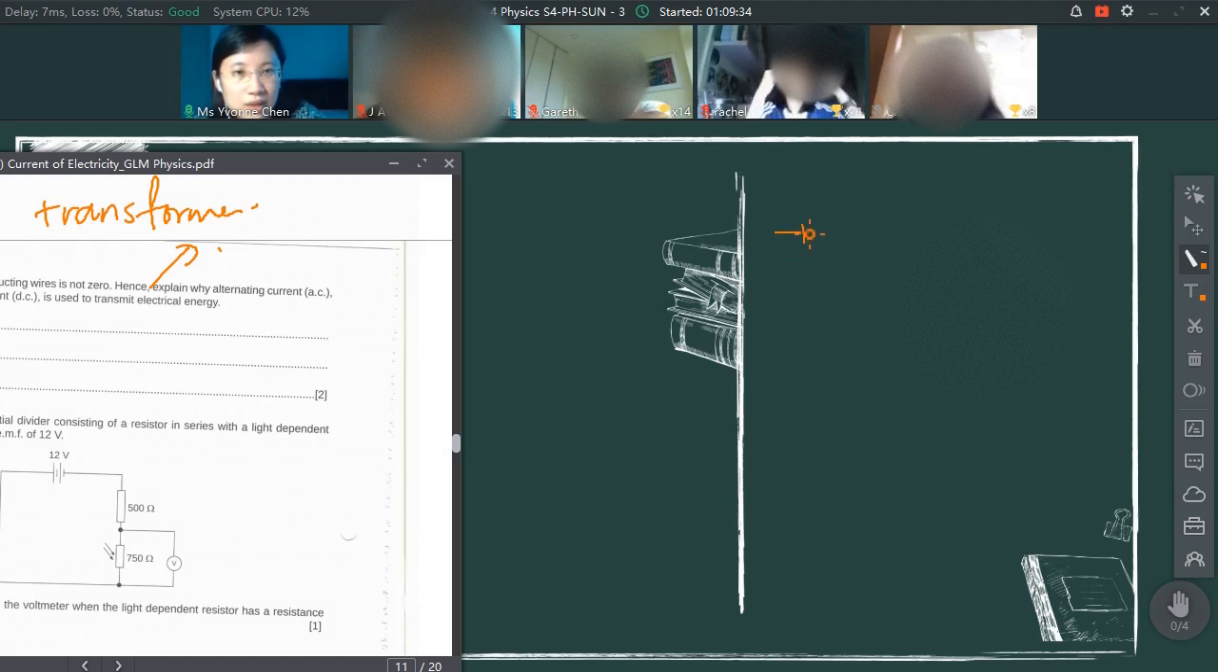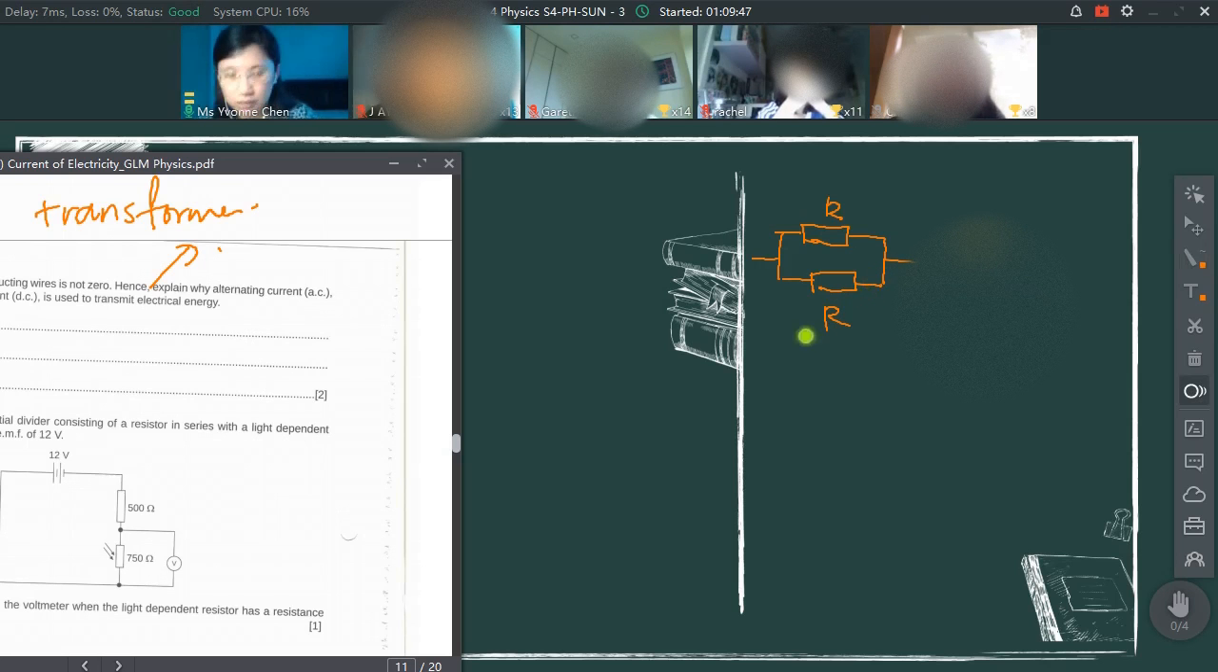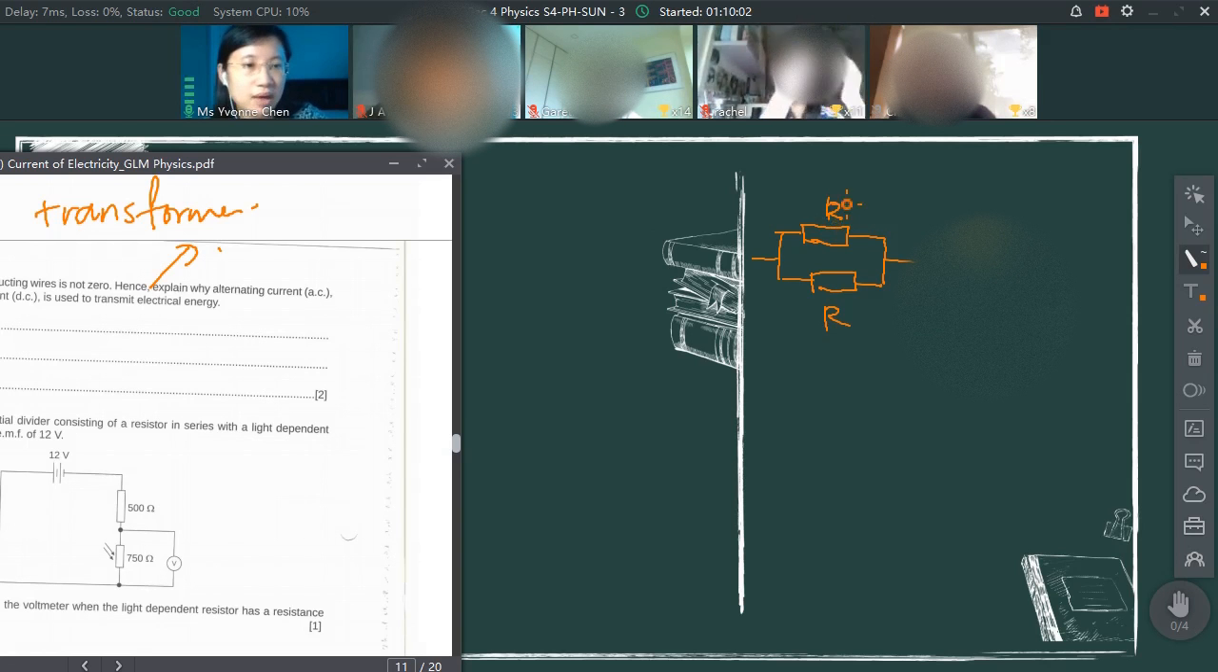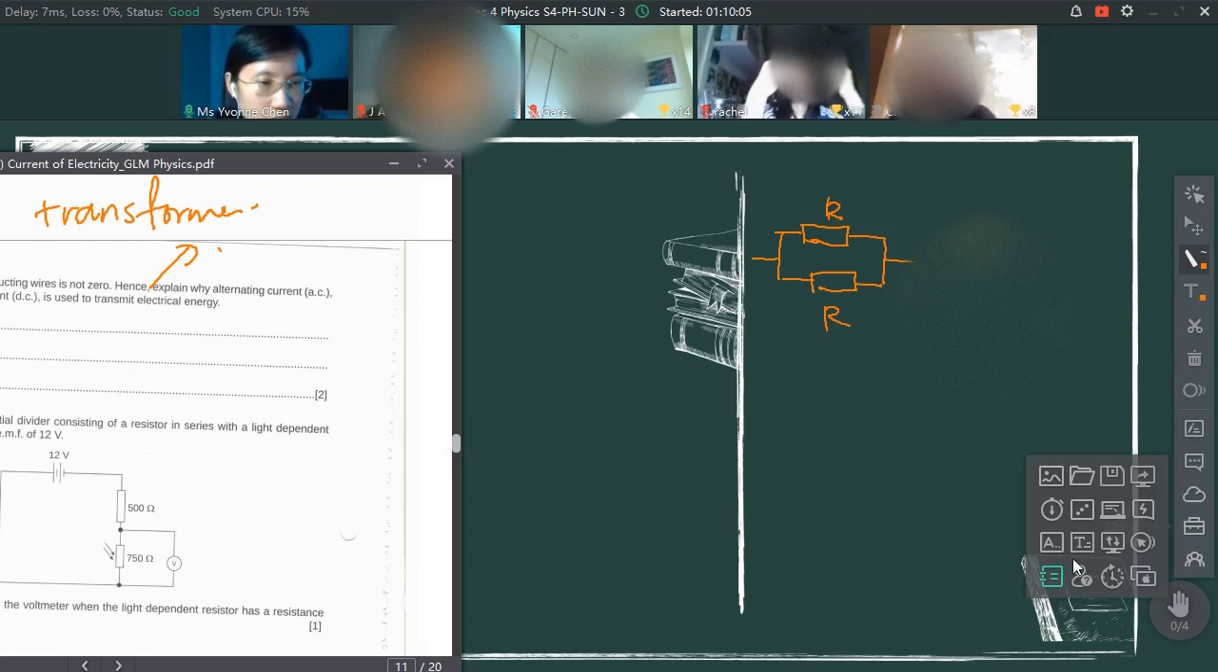So class, if we have two identical resistors, connected together in series and parallel, I have 2R. What is the effective resistance for the top one, connected in parallel? Each one of them is R. Let me pick someone to answer the question.